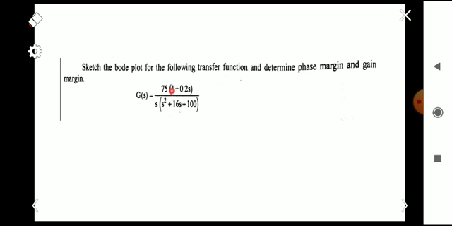terms, that is, a first order term in the numerator and a second order term in the denominator, and another term, 75 by s.